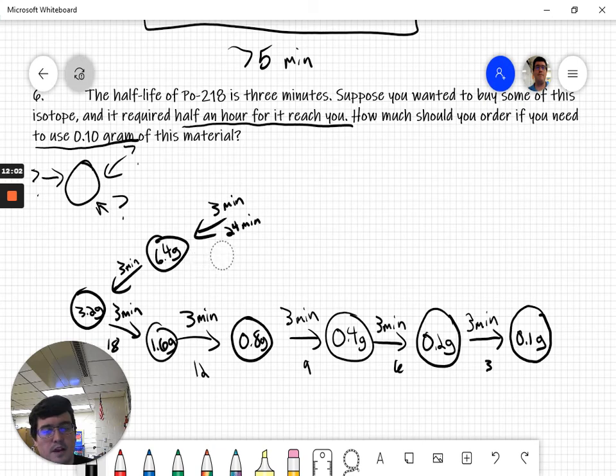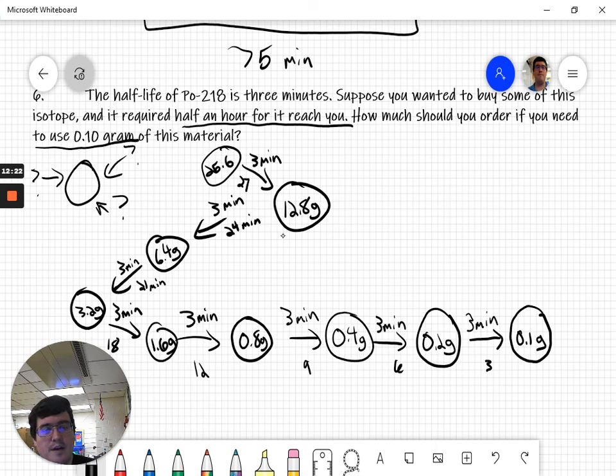Now let's move this 21 minutes right here. That gets me to 12.8. And then come back over this way because this one's going to be 27. 25.6 grams. And then 3 minutes before that, which is 30 minutes, right? 3, 6, 9, 12, 18, 21, 24, 27, 30 minutes later. What did we need to buy? We needed to buy 51.2 grams of this material.